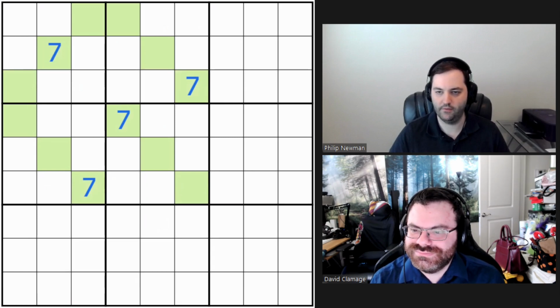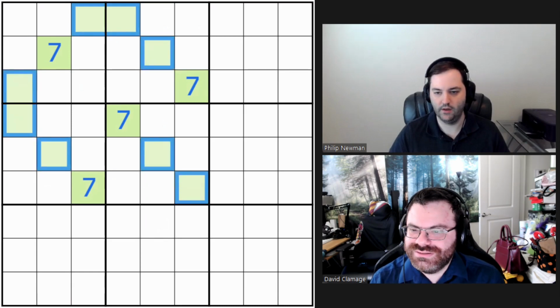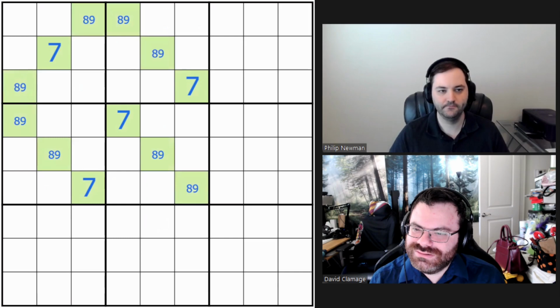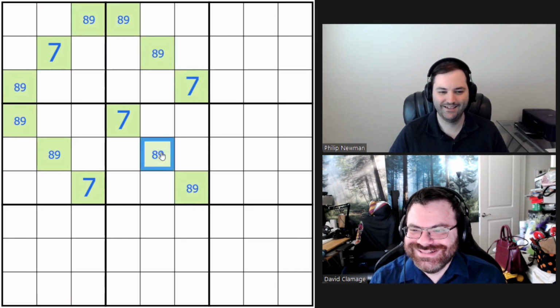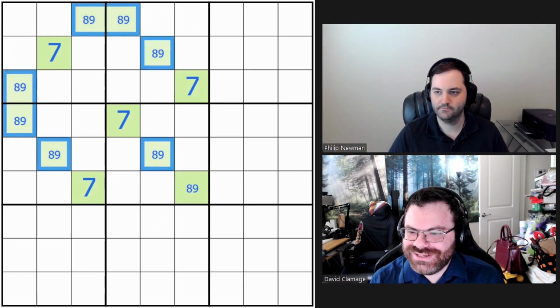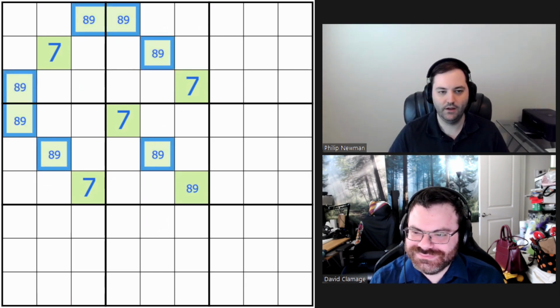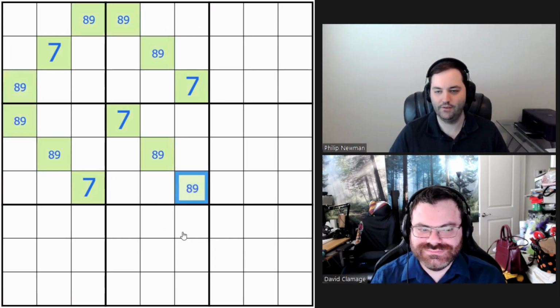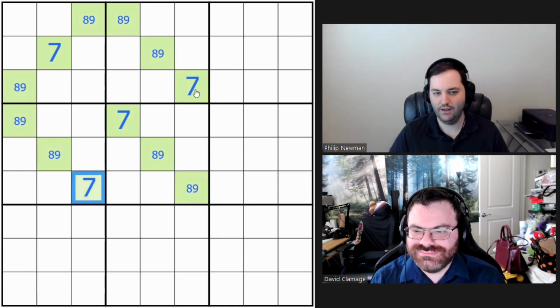Now, we have all of our 7s. So what do we have left? We have a bunch of 8, 9 pairs. I'm counting strong links. 7. Okay. That's 7, yeah. So what happened, effectively, is this cell got left out of our strong links. It's kind of related to these both being 7.